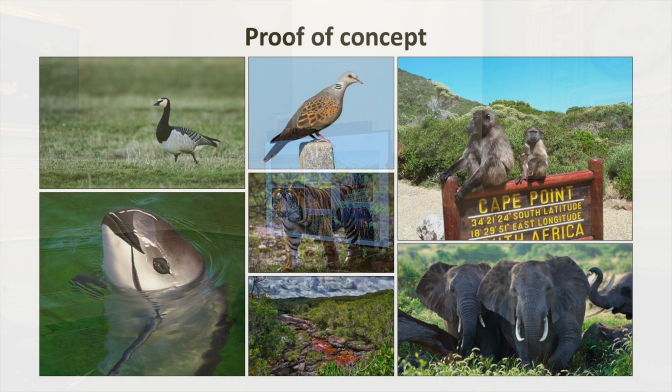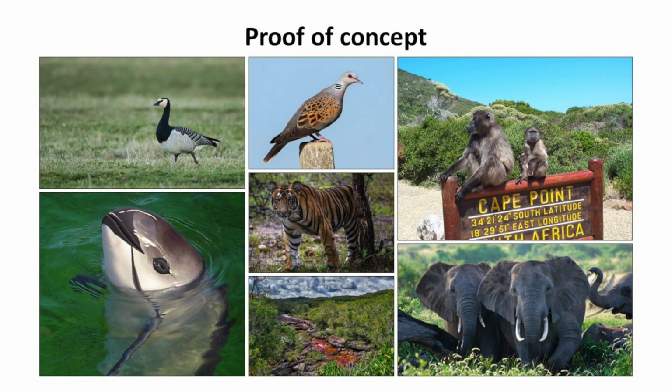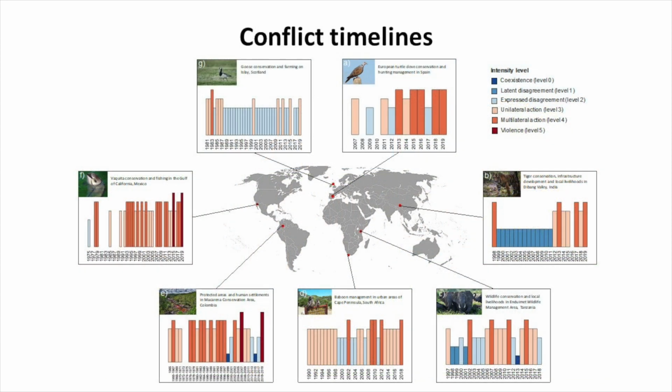And we tried to apply this to different case studies: geese in Scotland that eat crops, baboons in South Africa, elephants, the management of national parks, the management of vaquitas. There are very few vaquitas left. And we came up with conflict timelines that have these different stages, and we could see the different dynamics of the conflict between humans.